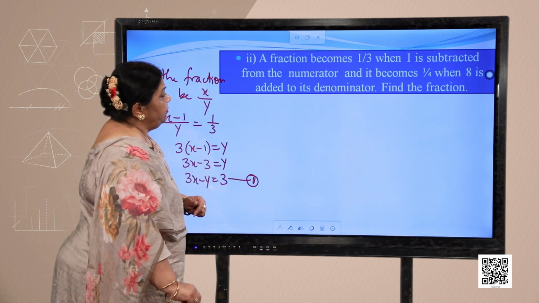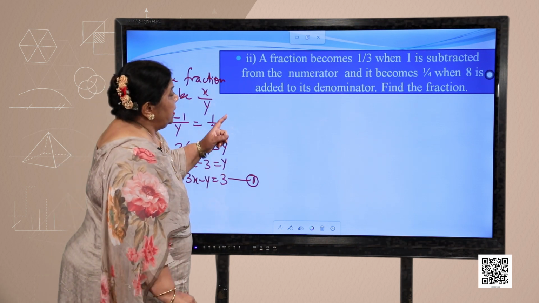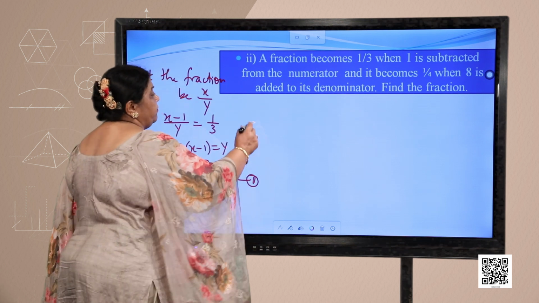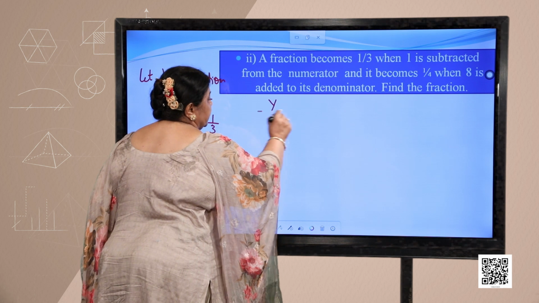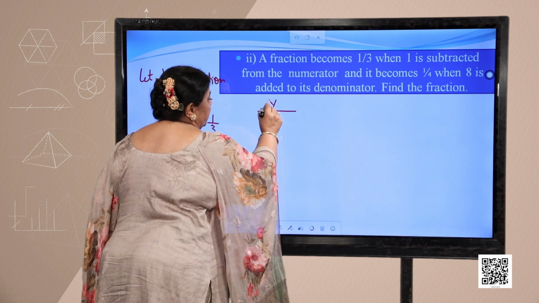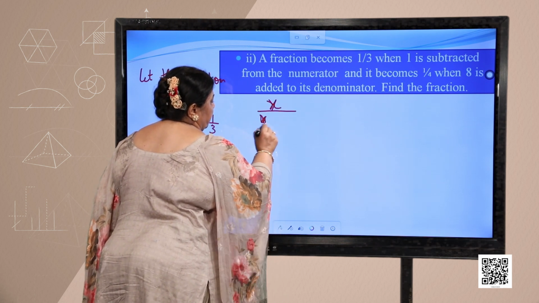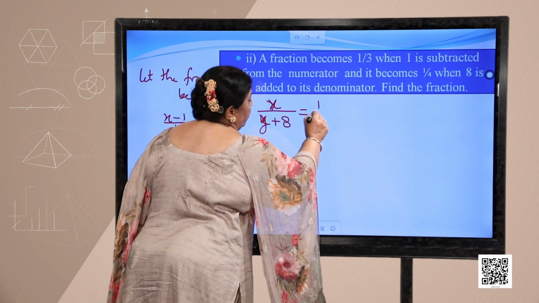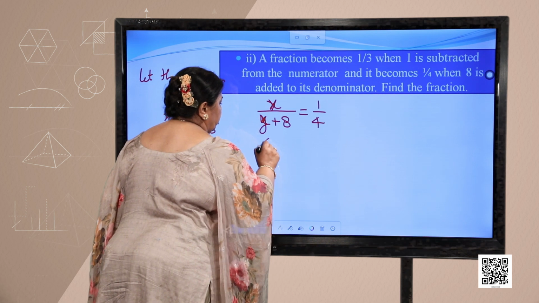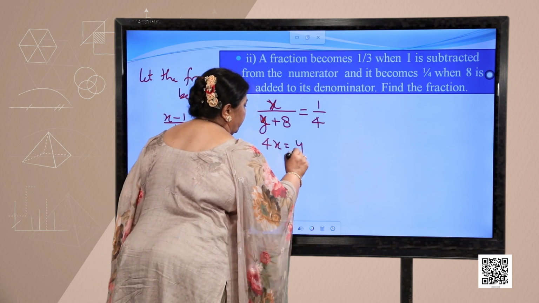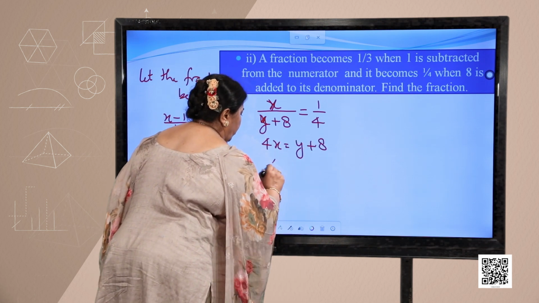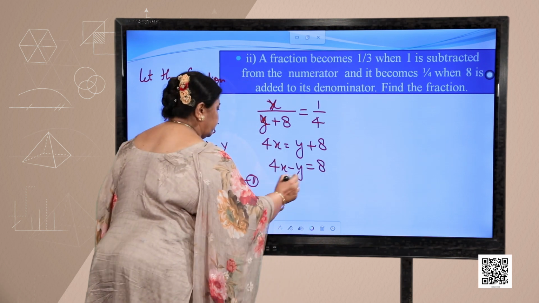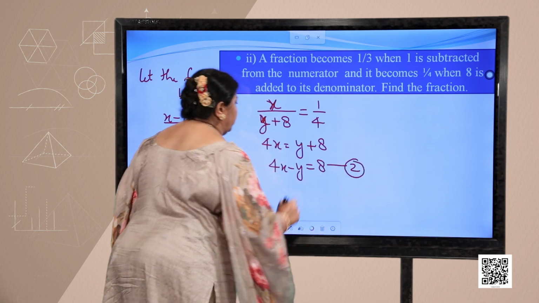Let us get the second one. 1 is subtracted from numerator and it becomes 1 upon 4 when 8 is added to denominator. So, 8 is added to denominator, we get 1 upon 4. Again we cross multiply, 4x is equal to y plus 8 or 4x minus y is equal to 8. This is our second equation.